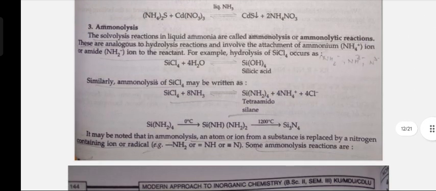The third type of reactions are ammonolysis. The solvolytic reactions in liquid ammonia are called ammonolysis or ammonolytic reactions. These are analogous to hydrolysis reactions and involve the attachment of the ammonium ion or amide ion to the reactant. For example, hydrolysis of silicon tetrachloride occurs forming silicic acid, having the formula Si(OH)4.